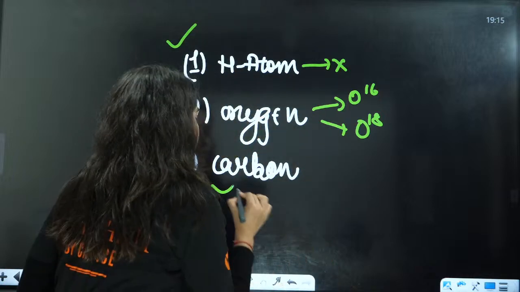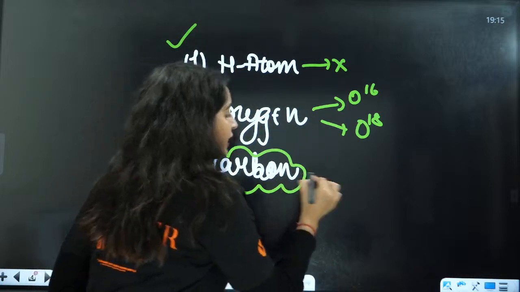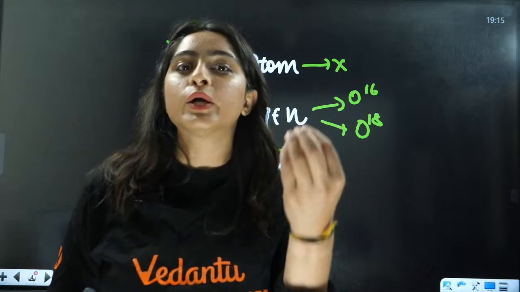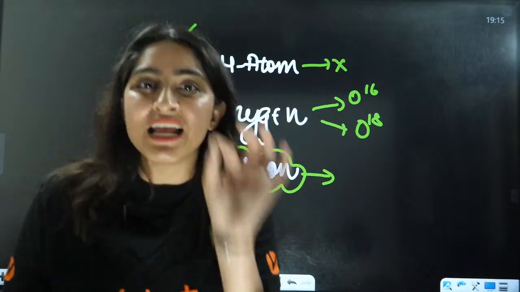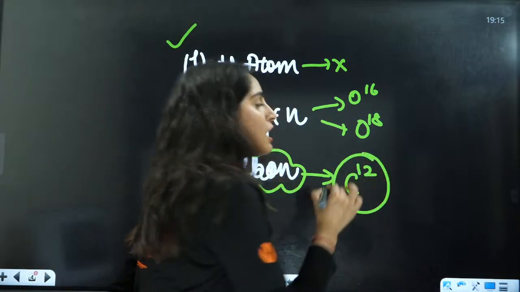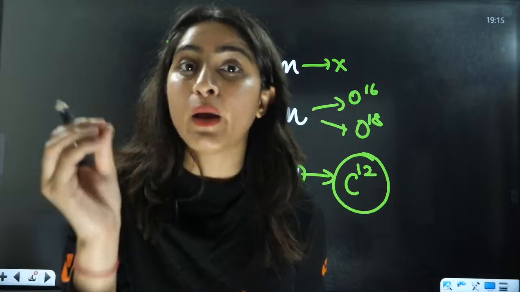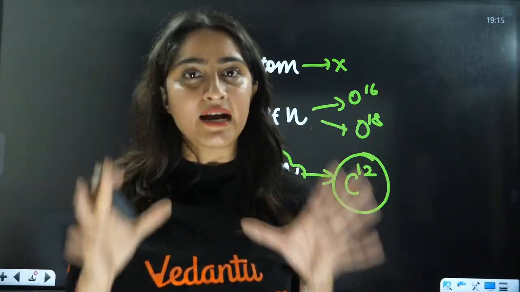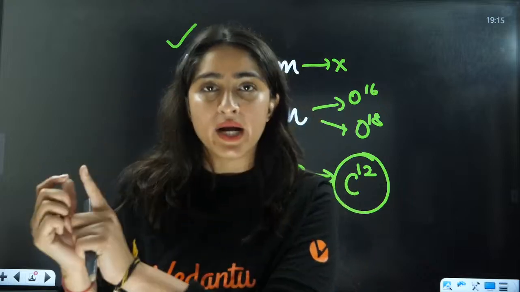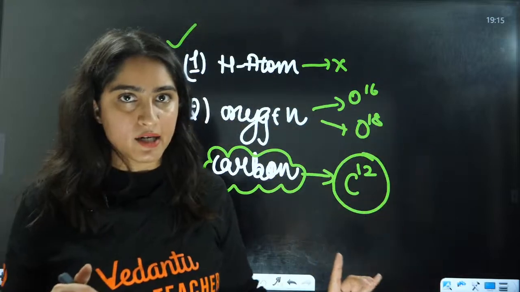Now the third atom they took was carbon, and it also has so many isotopes: carbon 14, carbon 13, carbon 12. So now they mentioned that we are taking the carbon 12 isotope here. The carbon 12 isotope is taken as the standard. So now it was fixed that we have to calculate 1 atomic mass unit taking carbon as the standard. Now how did they calculate the standard?